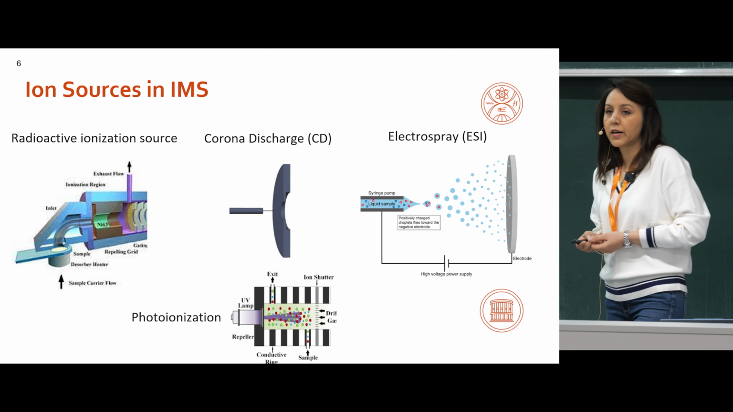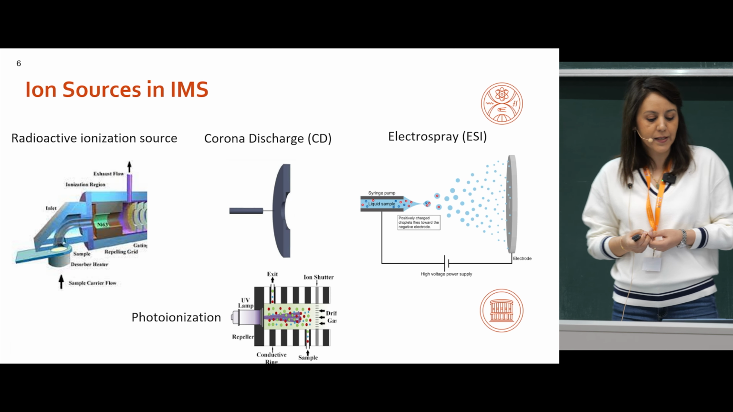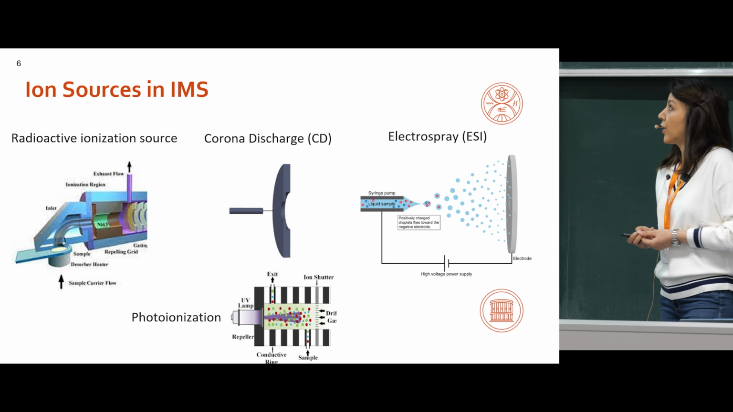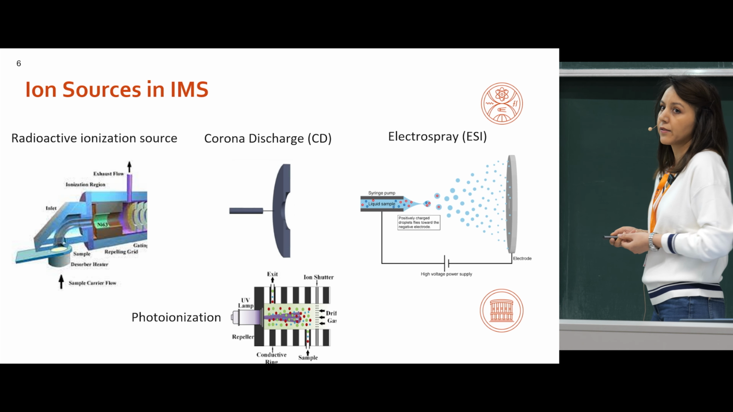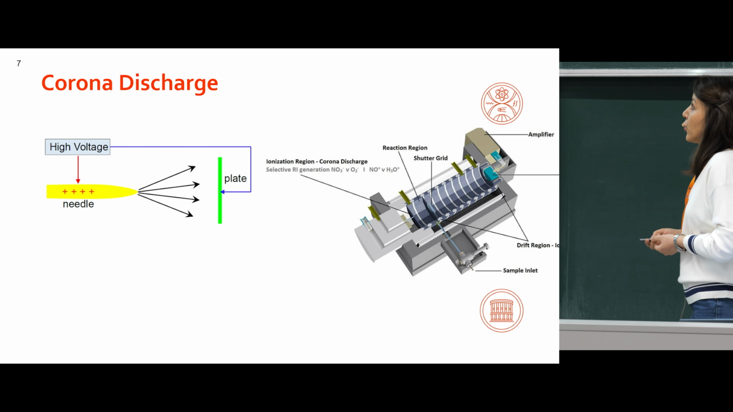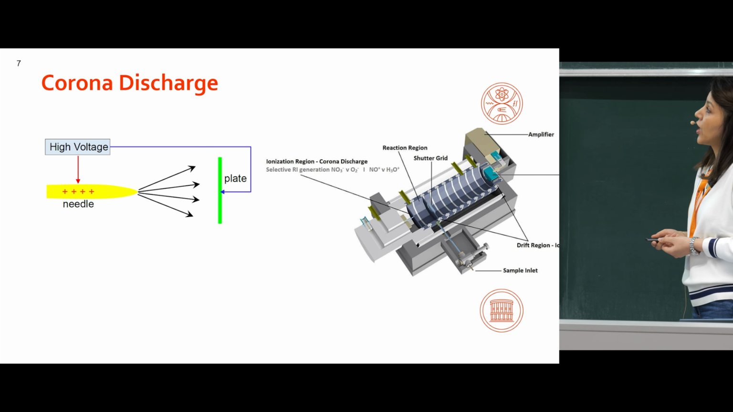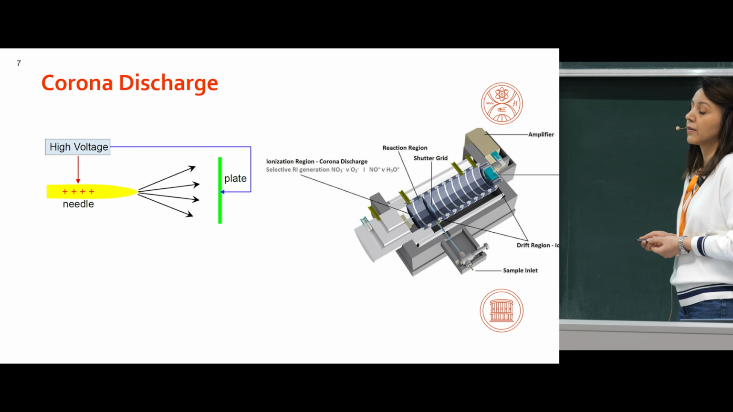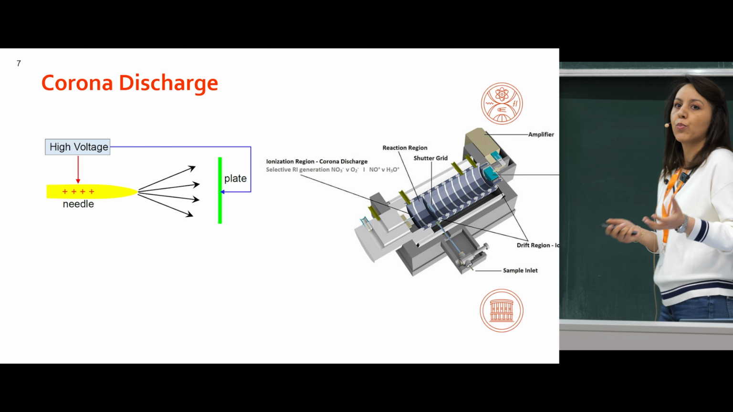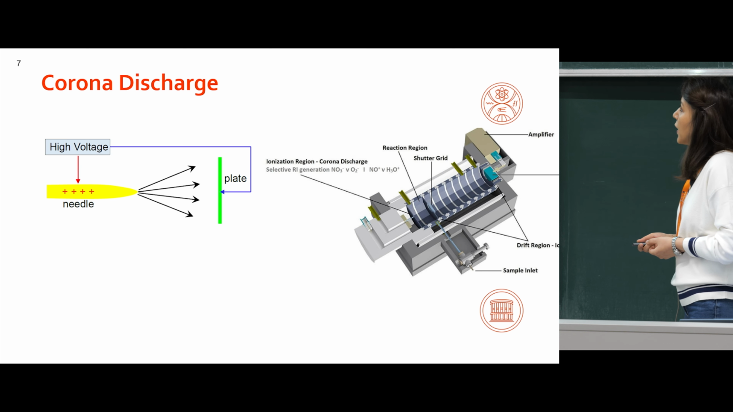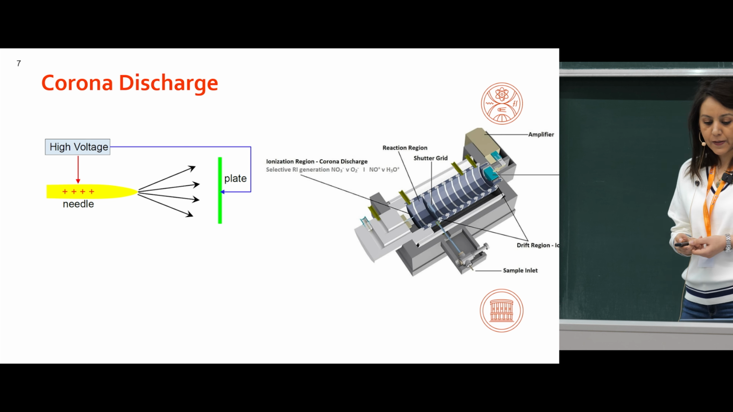One important part in IMS is the ionization source. There are different ionization sources for IMS, for example, radioactive ion source, corona discharge, electrospray, photoionization, filament, and so on. We use corona discharge as an ion source in our IMS. Corona discharge is a needle and front electrode that are connected to high voltage around 3 kilovolts, and it operates in positive and negative polarity. We developed a special design of corona discharge in our IMS.